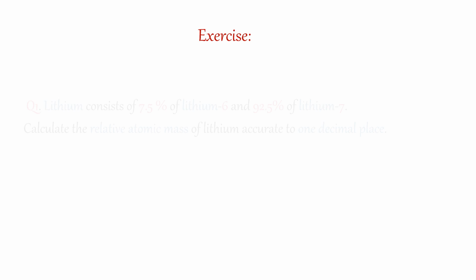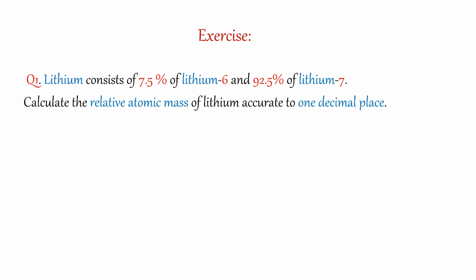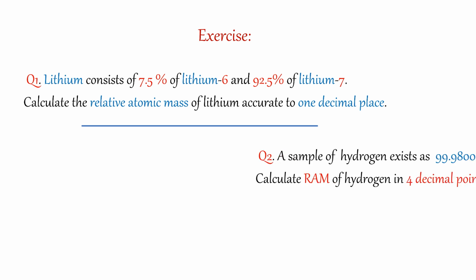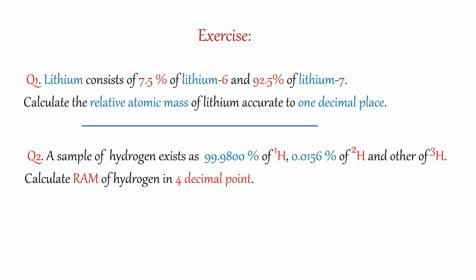Get some exercise. First one: lithium consists of 7.5% of lithium 6 and 92.5% of lithium 7. Calculate the relative atomic mass of lithium accurate to 1 decimal place. Another example: a sample of hydrogen consists of 99.98% hydrogen 1 and 0.0156% of hydrogen 2, and the remaining is hydrogen 3. Calculate the relative atomic mass of hydrogen to 4 decimal places.